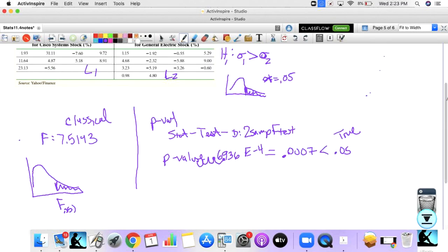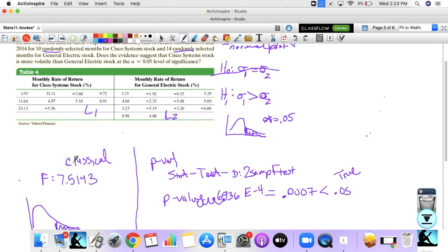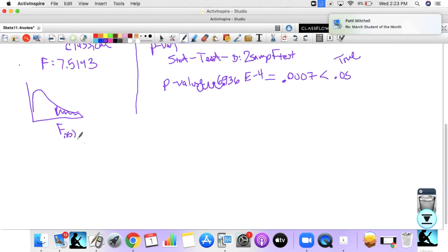Let's see. There are 6, 7, 8, 9, 10. So I have 9 degrees of freedom. And then here I have, let's see, 8, 9, 10, 11, 12, 13, 14. So 9 and 13 are my 2 degrees of freedom. So it's got to be 9 first because that's in my first sample, and then 13.